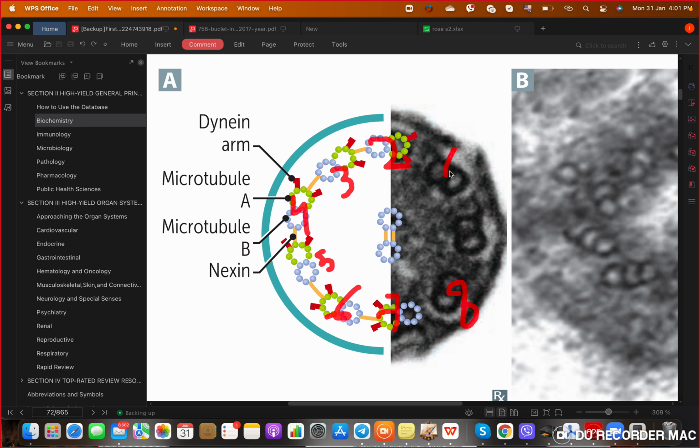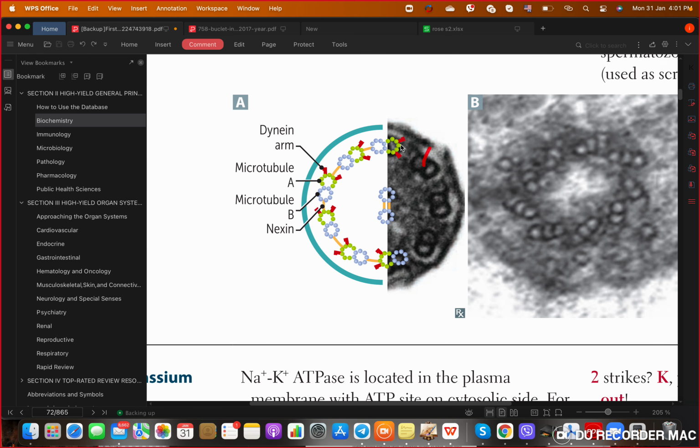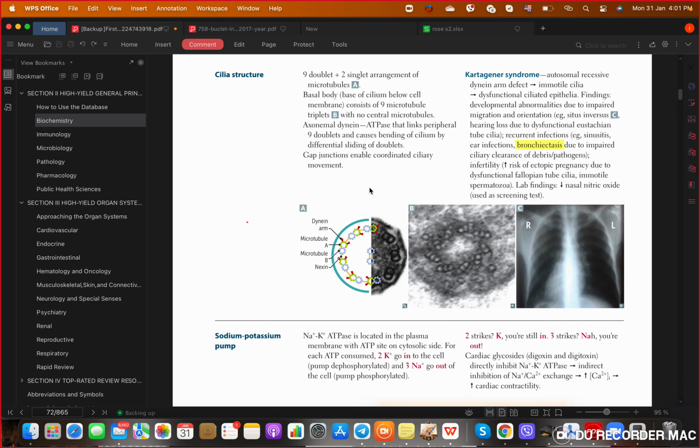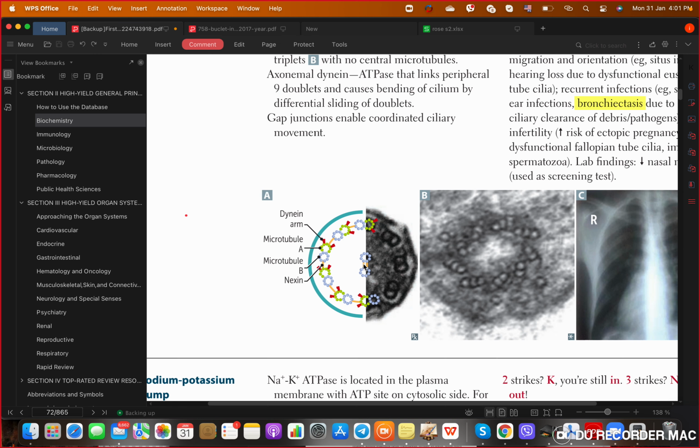What does it mean, doublet? It means you have two of them, yeah? Can you see? An alpha tubulin and a beta tubulin, yeah? Okay. So 9 doublets and two microtubules as a singlet, like one on its own in the middle.